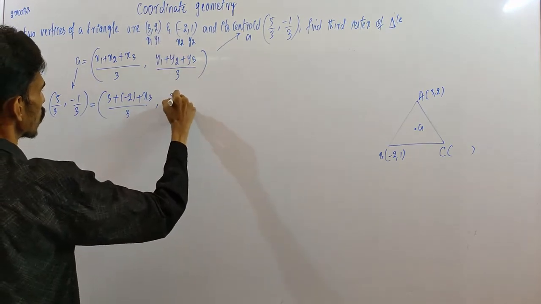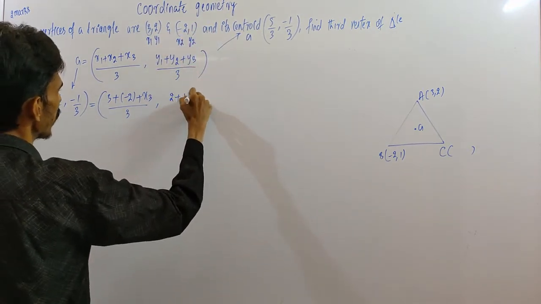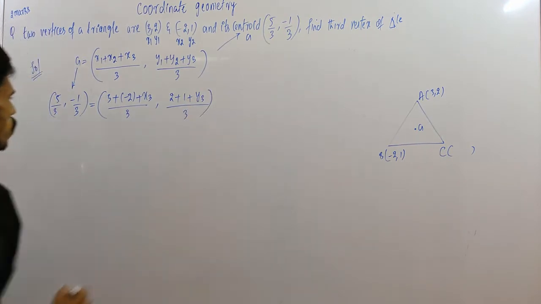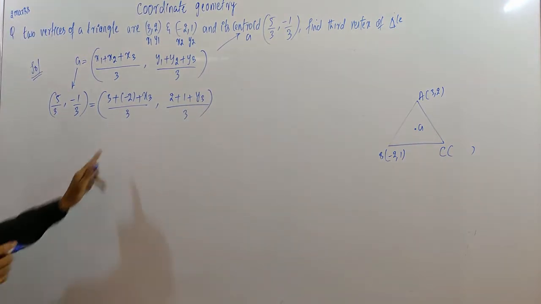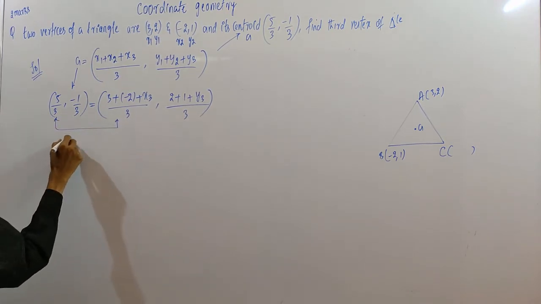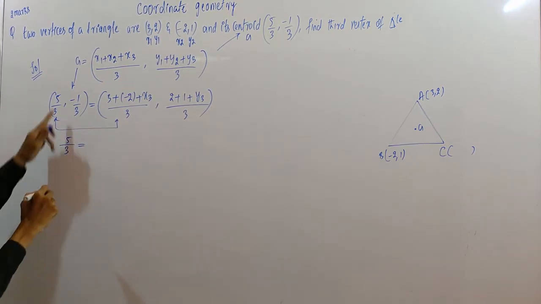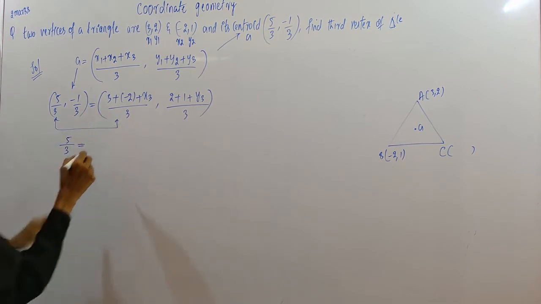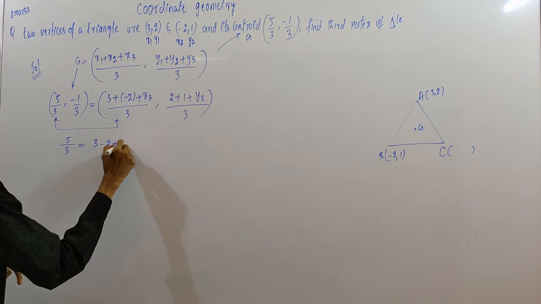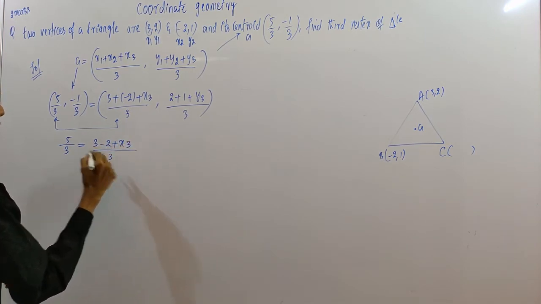y1 is 2 plus y2. y2 value is 1. y3 value we don't know. y3 divided by 3. Now equate corresponding elements. Equate first to first. We have 5 by 3. 5 by 3 equals 3 plus into minus, we have minus 2 plus x3 divided by 3.